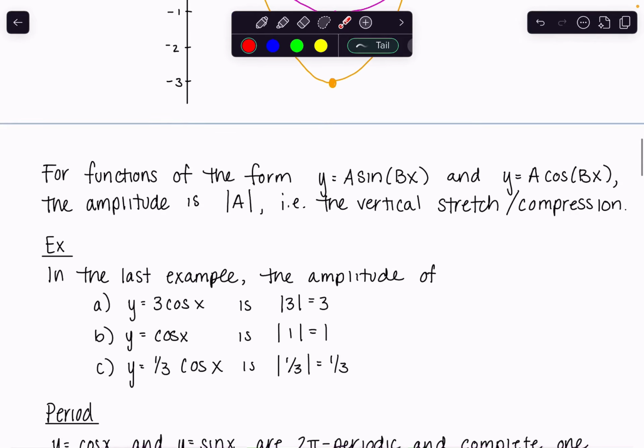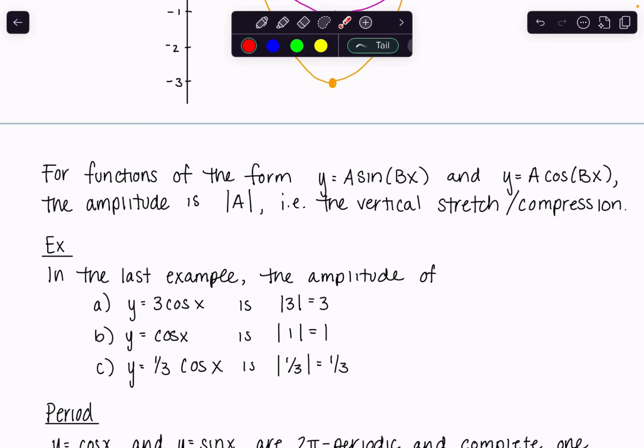So in that last example, y equals 3 cosine of x, the amplitude is positive 3. When you have just cosine of x, that's a 1 out front, so your amplitude is 1. 1/3 cosine of x gives you an amplitude of 1/3. Again, it wouldn't matter if I put a minus sign here, your amplitude is still positive. It is just a positive number, okay? So that's our first transformation that we can do.